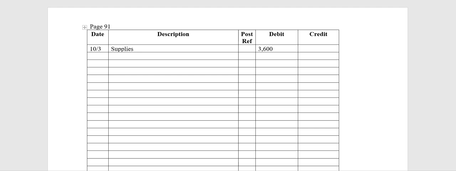We have a $3,600 debit to our supplies, and they told us that we purchased it on account, which means that we didn't pay cash at the time of the purchase. We're going to pay that money sometime in the future. So that means we have an increase to our accounts payable account, which is a liability. We're going to owe more money sometime in the future, and we increase a liability account with a credit.